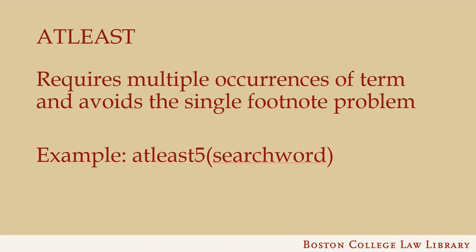Another tool for eliminating irrelevancies is the ATLEAST operator. The worst search I ever ran was a single word search that pulled up 30 documents, all of which had footnotes that said, quote, "This document will not discuss," and there was my search term. To make sure that a subject is actually being discussed, as opposed to just mentioned, you can use the ATLEAST operator to require your search term to have multiple occurrences in the documents retrieved. You can set the number at least 2 or 3 or 5, whatever you think will eliminate the casual mentions but include the true discussions.